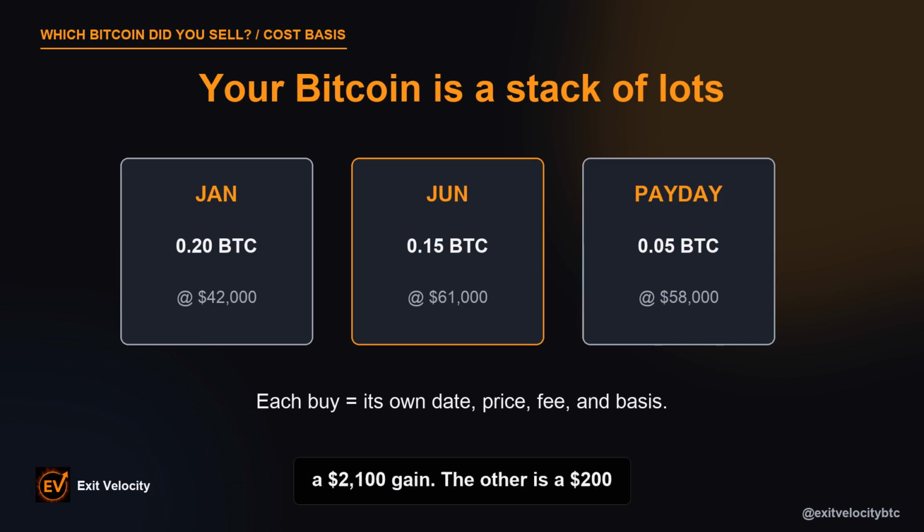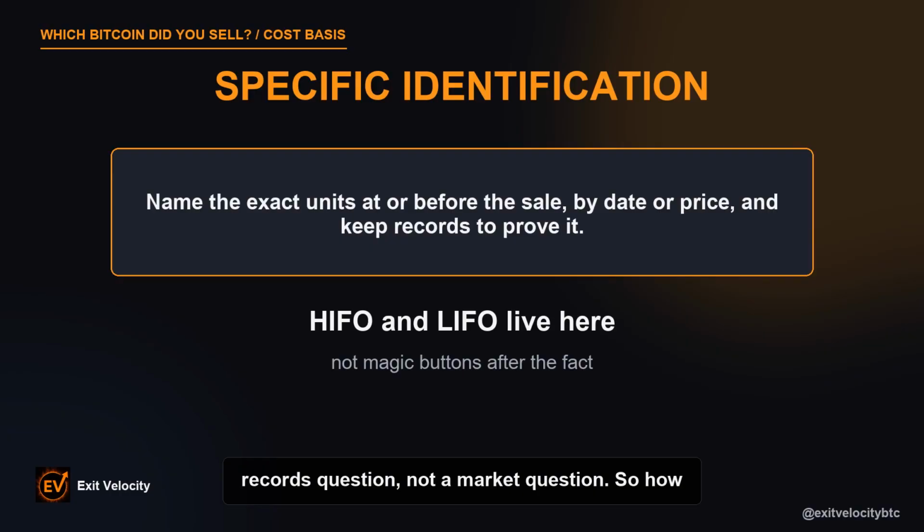Same identical sale. One version is a $2,100 gain. The other is a $200 gain, almost 9 times smaller, on the exact same transaction. The coins are identical on the blockchain. The only thing that changed is which lot you could prove you sold. And that is a records question, not a market question.